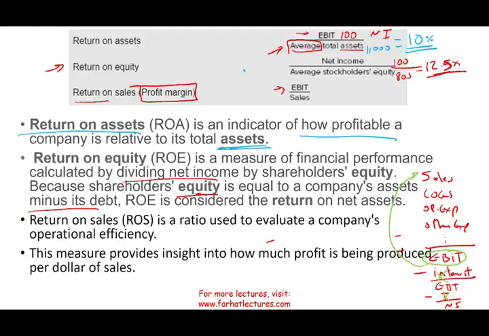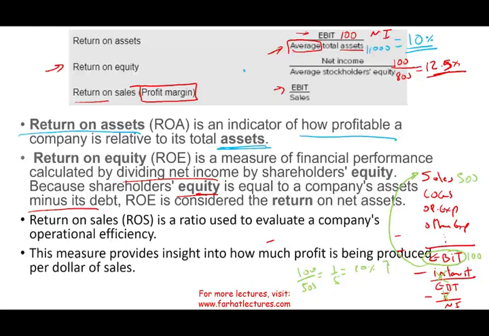So simply put, let's assume EBIT is 100, and your sales is, let's make it 500. If your sales is 500 and your EBIT is 100, what does that mean? That's 100 divided by 500, or 1/5, or equal to 20%. That's considered a high profit margin or a high return on sales. It means for every dollar in sales, you are keeping 20 pennies.